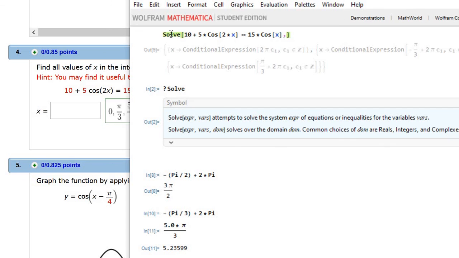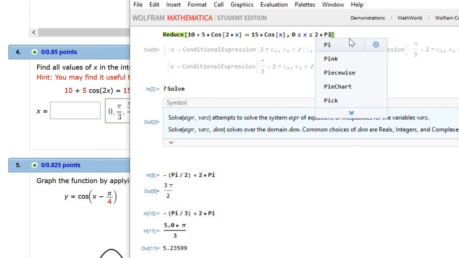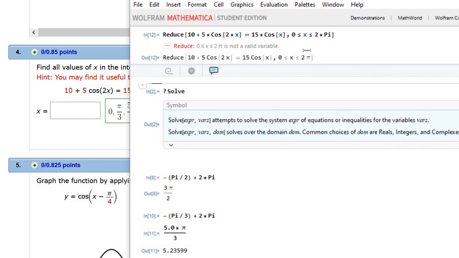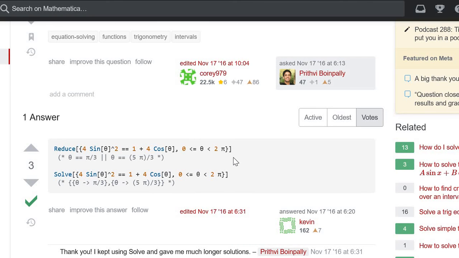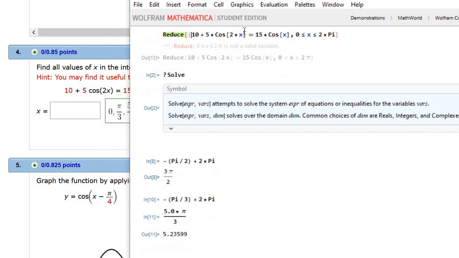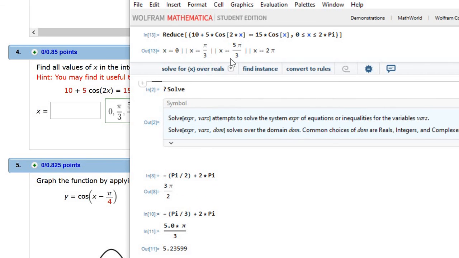So instead of putting Solve, we type Reduce, and then we put in 0 is less or equal, x is less or equal 2 times pi. Oh, isn't this fancy? There, it wouldn't do it. So let's see what this thing said. Oh, it had me do it like this. Oh, so it gave me answers. x equals 0, x equals pi over 3, x equals 5 pi over 3, and x equals 2 pi. It gave me all the answers.